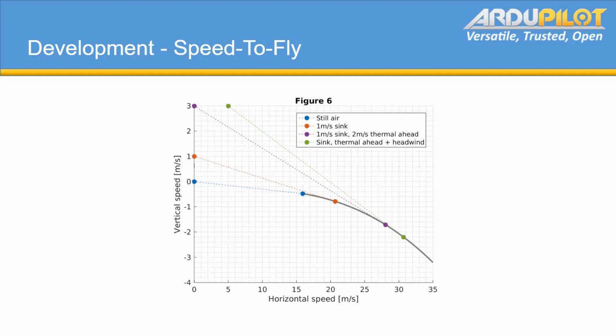In this example, we've got the three combined effects: we're flying in 1 meter per second of sink, we've got a 5 meter per second headwind, and we're expecting a 2 meter per second thermal climb at some point in the future. This is now telling us that rather than fly at our 16 meter per second still air best glide speed, we should now fly at nearly 31 meters per second. So a massive change of optimum airspeed in a fairly realistic set of conditions.